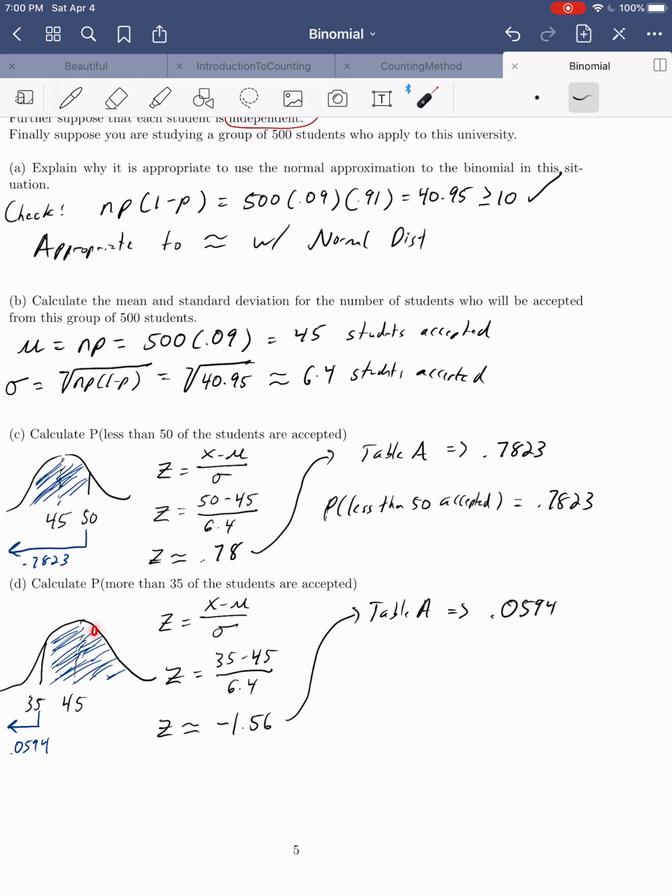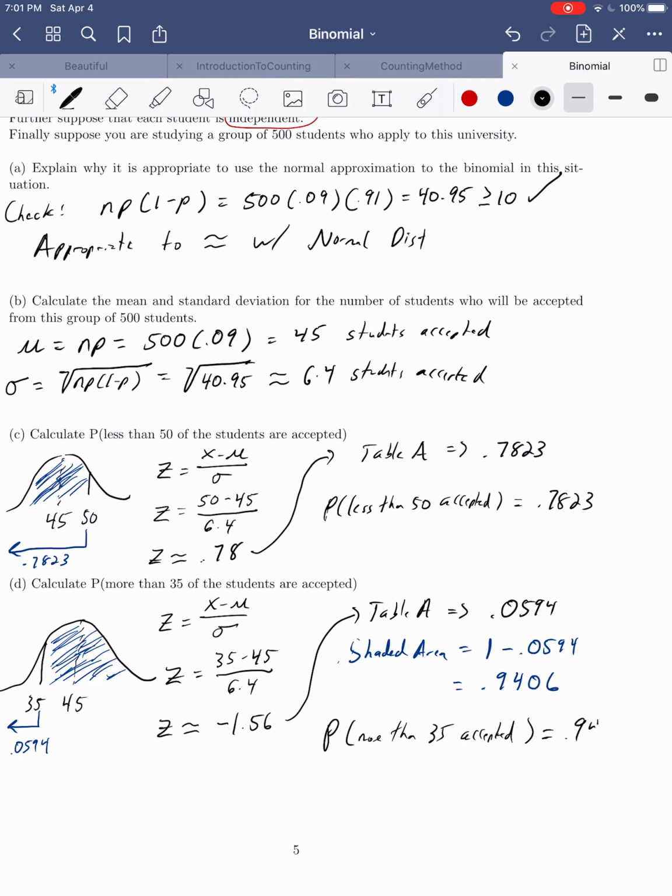Well, this is the stuff to the left. We wanted the stuff to the right, so no. So our shaded area here would be 1 minus 0.0594, which would be 0.9406. So that's the probability we actually wanted. That's our shaded area. So the probability more than 35 accepted would be 0.9406. In other words, there's about a 94% chance that more than 35 of these students would be accepted.